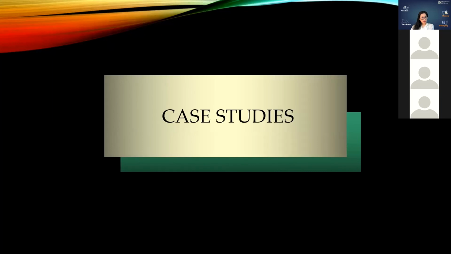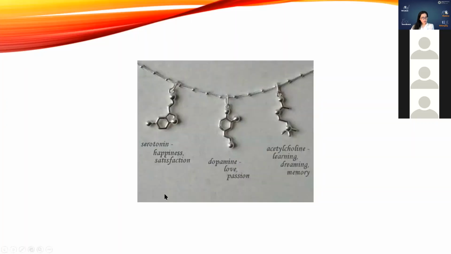Let's come to the case study. So this is serotonin in a pendant that is suitable for the time of Christmas. So people all hope for happiness and satisfaction by serotonin, love and passion by dopamine, and learning, dreaming, and memory by acetylcholine. So it's a nice necklace and nice pendant. And the concept we want to focus on is the happiness molecule called serotonin.